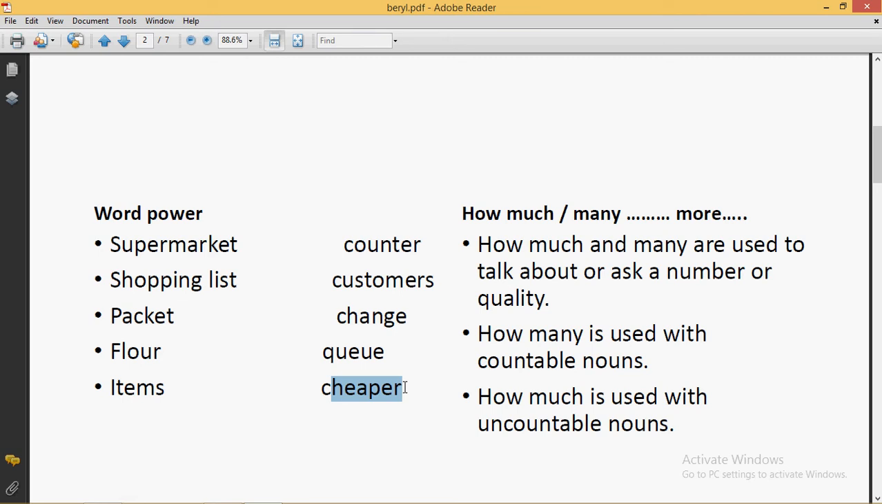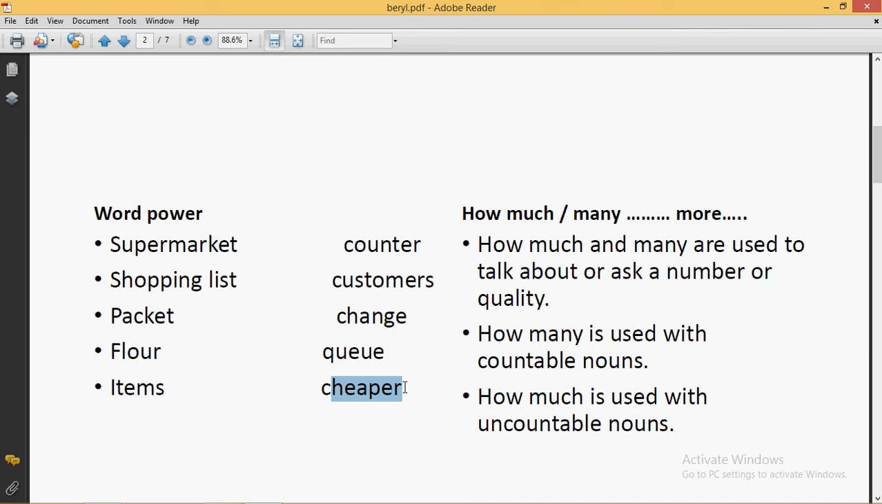Now, how many is used with countable nouns and how much is used with uncountable nouns. What are countable nouns? Countable nouns are nouns or things that you can count. For example, you have chairs, you can count 1, 2, 3, 4 chairs. We have pens, you can count 1, 2, 3, 4, 5, 6 and say, today I have 7 pens.